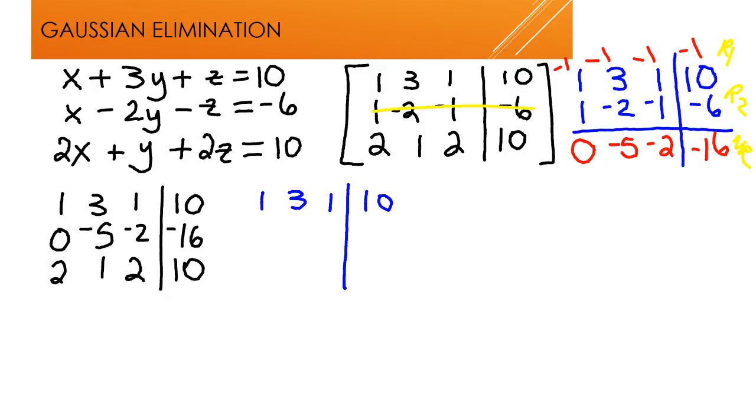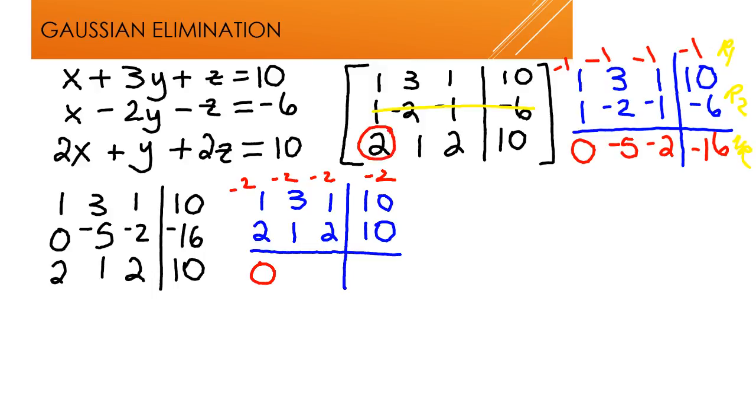And this time I'm going to look at the third row. 2, 1, 2, 10, and I still want to make 0. Okay, so I'm going to go -2, -2, -2, -2, because that'll make 0. I'm working on this position right here and making that position 0.